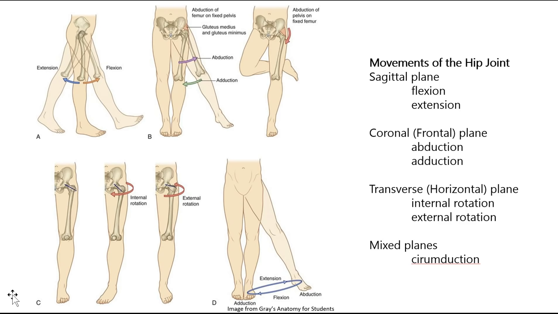In the sagittal plane, the hip joint flexes and extends. In the frontal or coronal plane, the hip joint abducts and adducts, and in the transverse plane, the hip internally rotates and externally rotates. Note that a consequence of internal rotation of the hip is that the foot appears internally rotated as well, while external rotation of the hip appears as external rotation of the foot. If you combine multiple planes and move your foot around in a circular pattern, we call that circumduction.